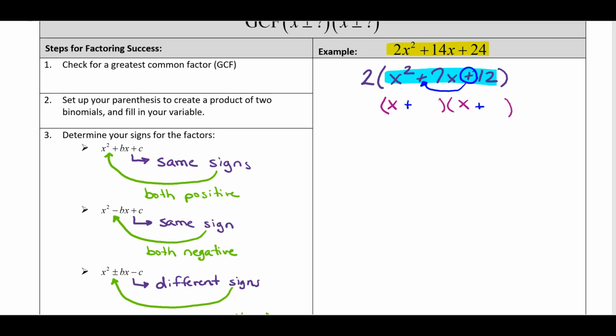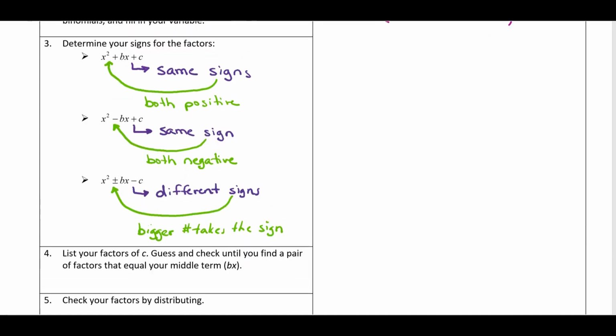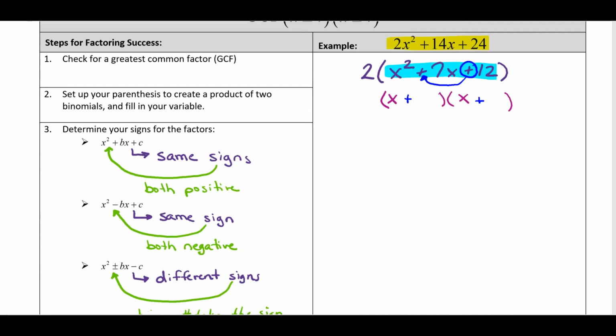Okay, because the only way I can multiply my last two numbers and get a positive here, and the only way I can add those numbers to get a positive, is if they're both positives. So now that we have our x's and we have our signs, the next step is to list your factors of c. So looking up here, my c is going to be 12.